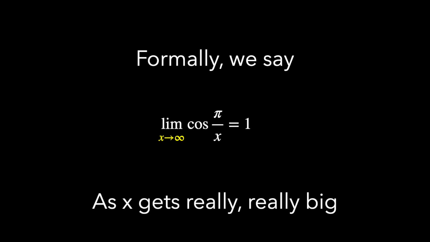Now, more formally, what we say is that the limit as x goes to infinity of the cosine of pi over x is 1. And by as x goes to infinity, we don't mean that x is getting close to infinity. We just mean that x is getting arbitrarily large. In other words, as x gets really, really big. Formally on the graph, we mean this.